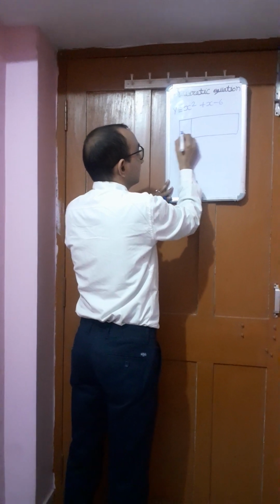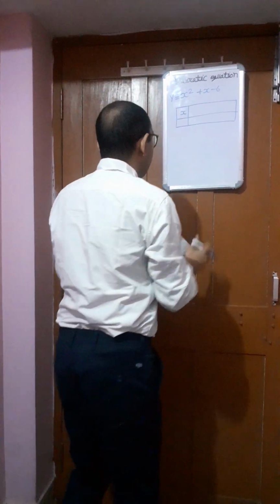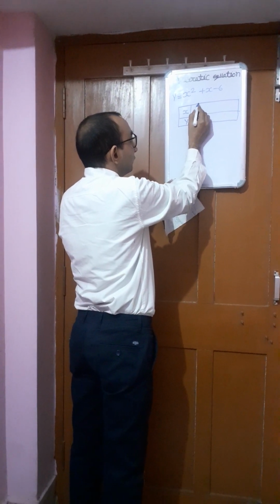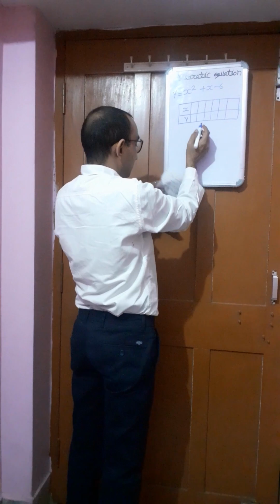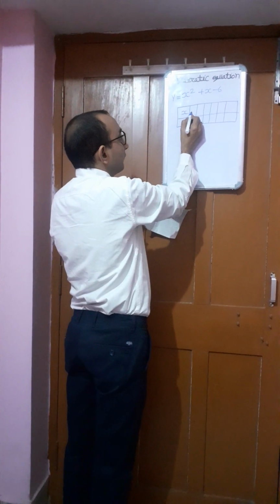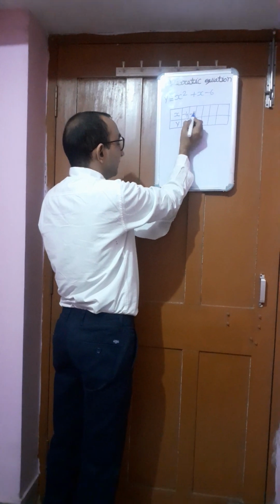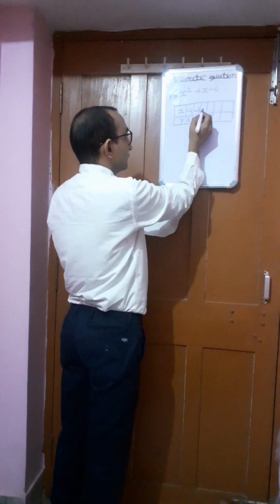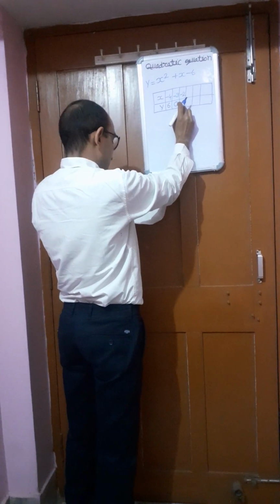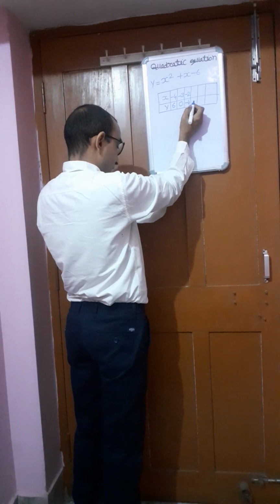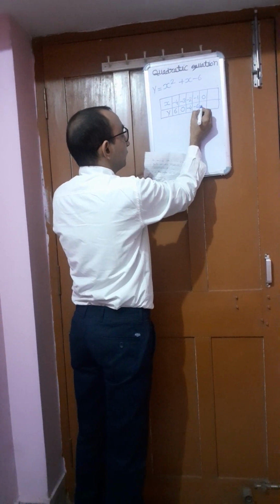So take the value of x and the value of y. If we put the values 1, 2, 3, 4, 5, see here. If the value of x is minus 4, then y comes as 6. If we put minus 3, then y comes as 0. If we put minus 2, then the value is minus 4. If we put minus 1, then the value is minus 6. If we put 0, then the value is minus 6.